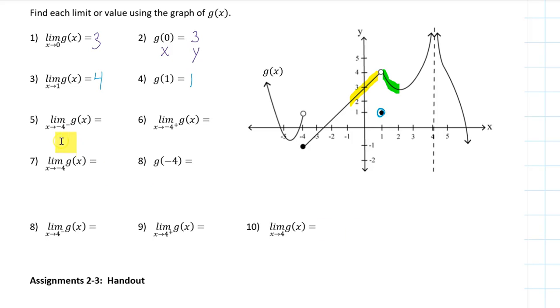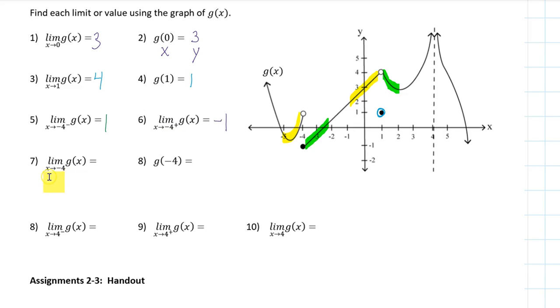Number 5, what's the limit as x approaches negative 4 from the negative side? So here we go, negative 4 from the negative side. So I'm approaching negative 4 from the negative side, and my y value is approaching that open circle at positive 1. I go to the other side, the limit as x approaches negative 4 from the positive side. So now I'm walking towards negative 4 from the positive side, and my graph approaches a y value at negative 1.